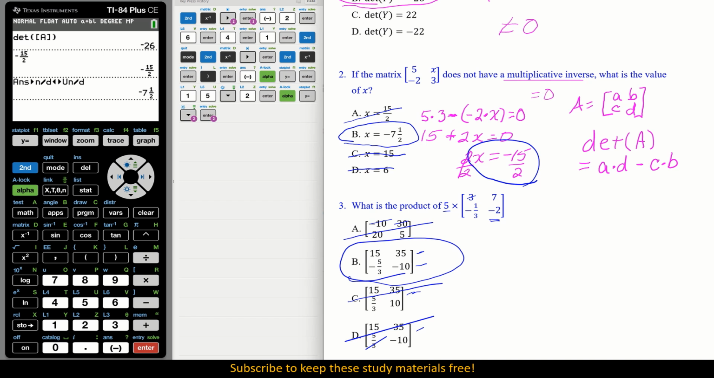Now, let's say those numbers are huge. Okay, let's enter it and verify again. How would you do that? Right. So notice that the 5 is in front of your matrices. That is the safe way to do this.